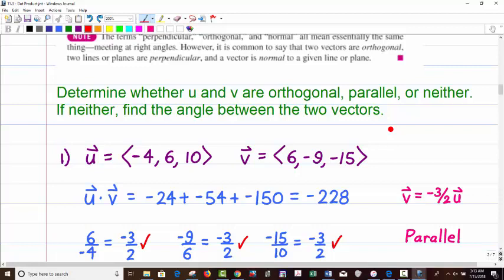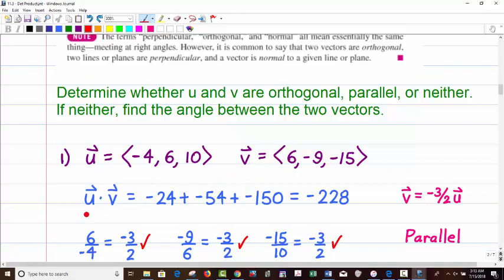So we have two vectors, and we're going to determine whether or not they're orthogonal, parallel, or neither. So they don't have to be orthogonal or parallel. If they don't meet those requirements, they default into neither. It doesn't really matter which one you check first. You can check parallel first. You can check orthogonal first. You don't check for neither, in other words.